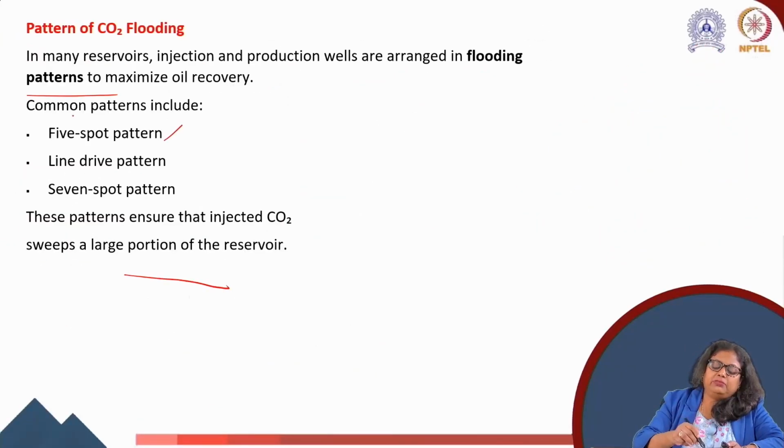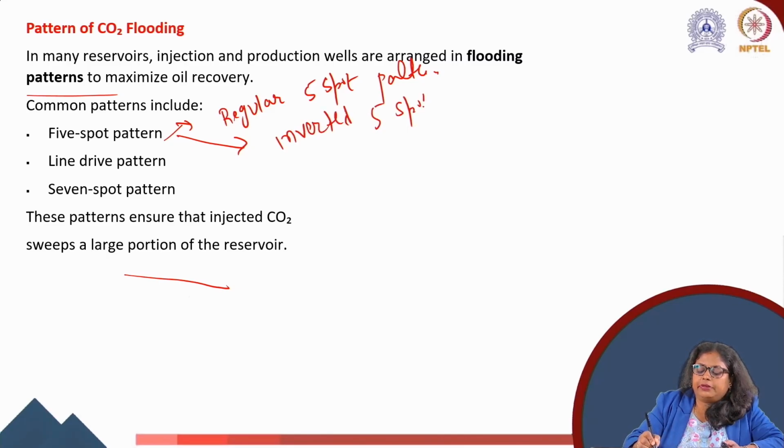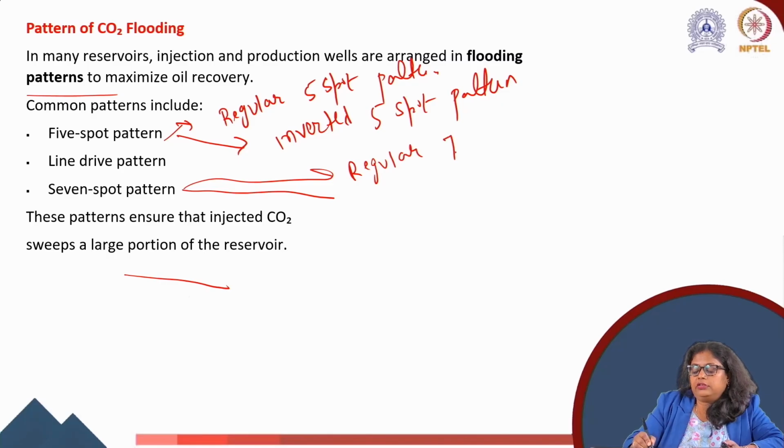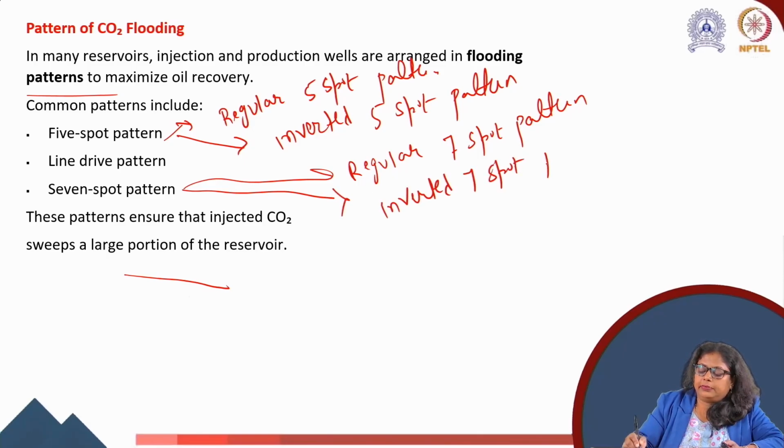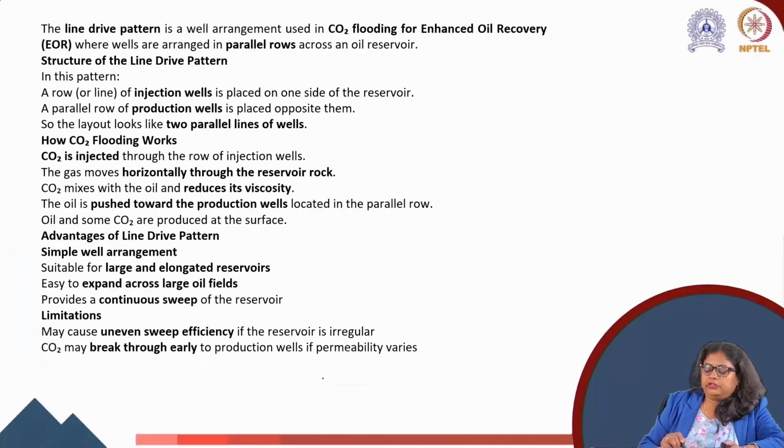So broadly here I am just mentioning the 5-spot pattern. So I can take it as regular 5-spot. Okay, then I have here the inverted 5-spot pattern. Then here, sorry, I can remove this one. This is what we can call the regular 7-spot pattern, and this is the inverted 7-spot pattern which we are talking about. So these two we have discussed.